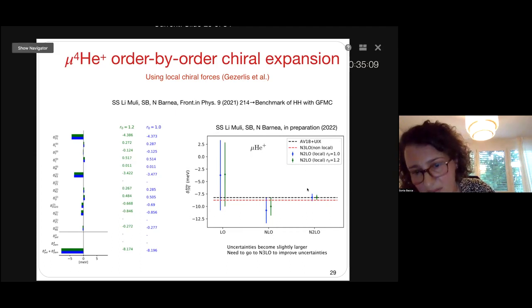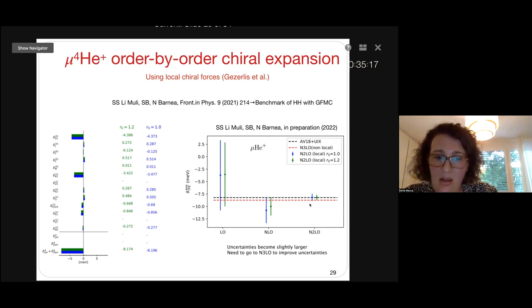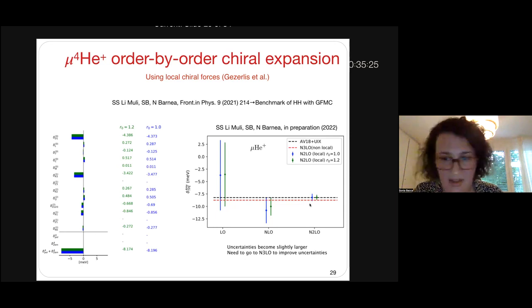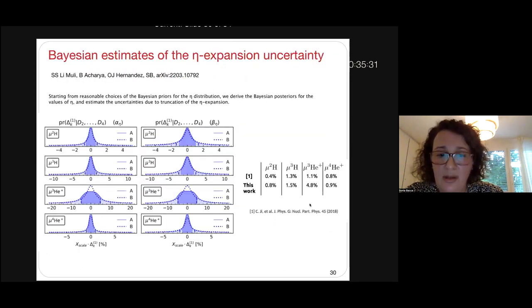And you see here the chiral convergence of the delta TP. So this is a complicated observable, but it does converge and it agrees with our previous estimate. But now we have a little larger uncertainty. So if the hope was to reduce the uncertainty, that's not what we obtained. It's clear that we need to go to higher order if we want to do that.